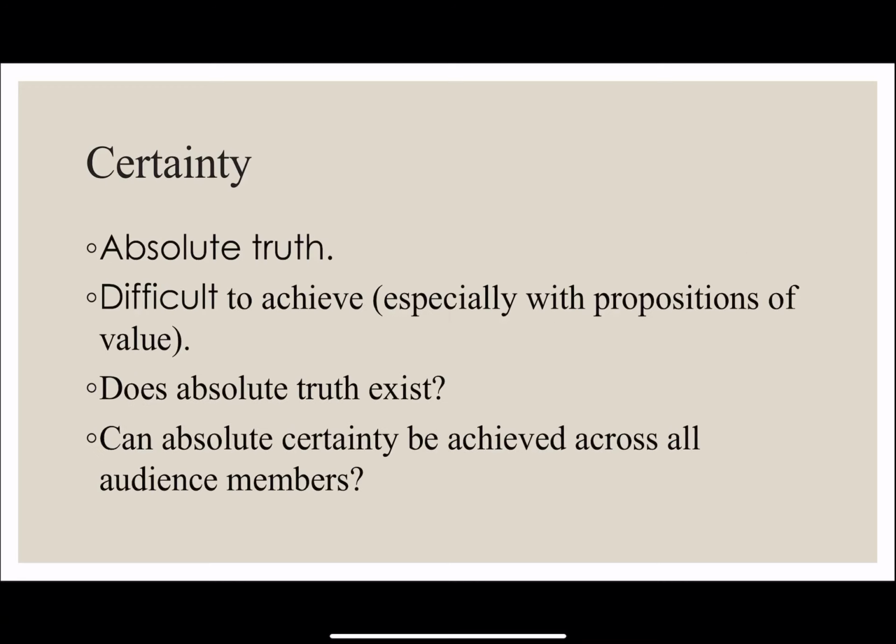Finally, we have certainty. So certainty is associated with absolute truth. Of course, certainty is ideal, and this is something that we want. However, it is very difficult. It might not even be possible to achieve, especially depending on the type of proposition. Propositions of value, for instance, are guaranteed to fall within the probable realm.